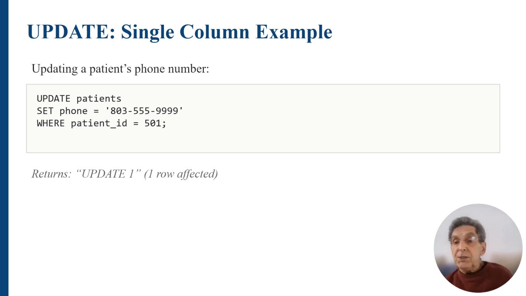If it said UPDATE 0, that would mean no rows were modified, that no rows matched your WHERE clause, so nothing changed. If it says UPDATE 500 when you expect it to update just one patient, that would give you a red flag, meaning that your WHERE clause wasn't specific enough and multiple records were modified. Always check that row count on return to be sure that it matches your expectations.